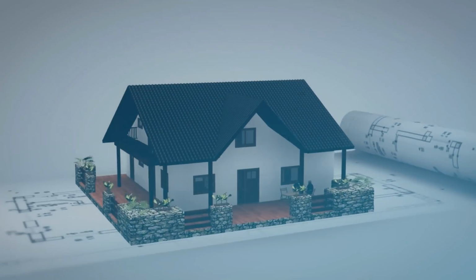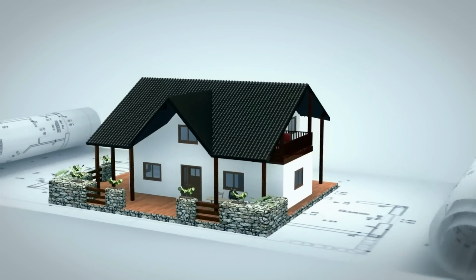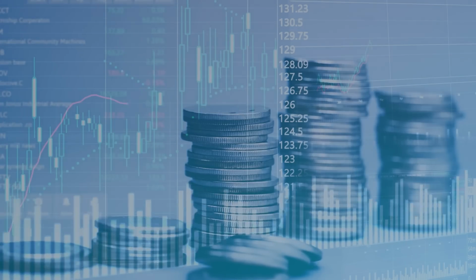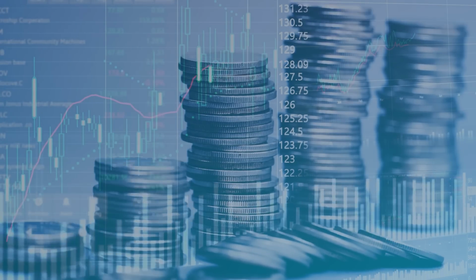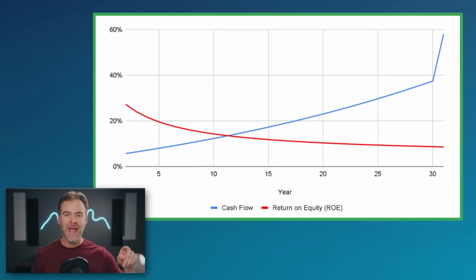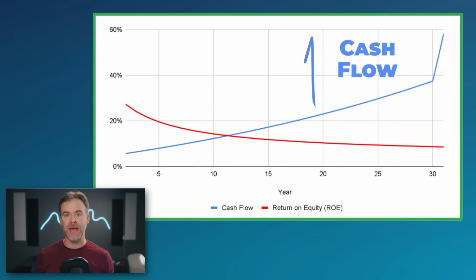So like a lot of real estate investors out there, I bought my first rental property, and then the second year, I got a little bit more cash flow. The third year, I got more cash flow. The fourth year, I got more cash flow. I was like, this is awesome. I'm making more and more cash flow. And that's what the blue line on this graph represents. Your cash flow is going up every single year.